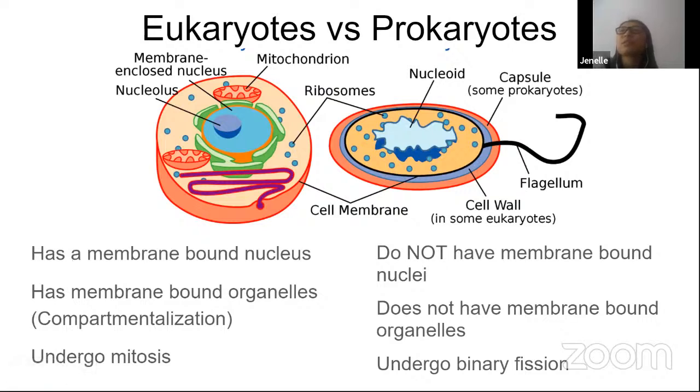Another difference between the eukaryotes and prokaryotes is the way that they replicate. Eukaryotic cells usually undergo mitosis for replication, while prokaryotic cells undergo something called binary fission, where they just replicate off each other, as opposed to mitosis, which involves more complex structures throughout the whole process.